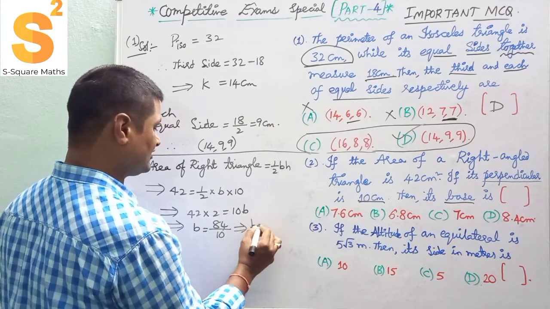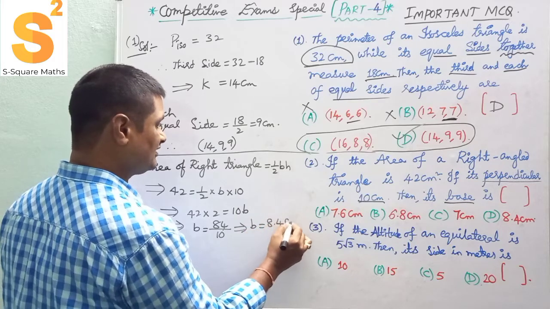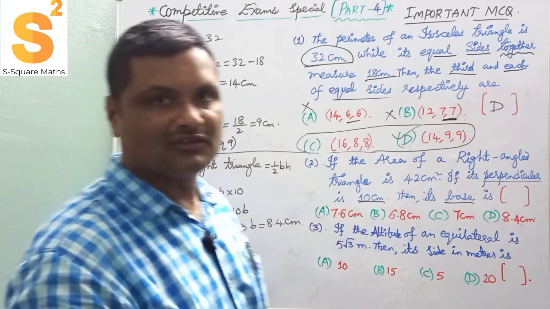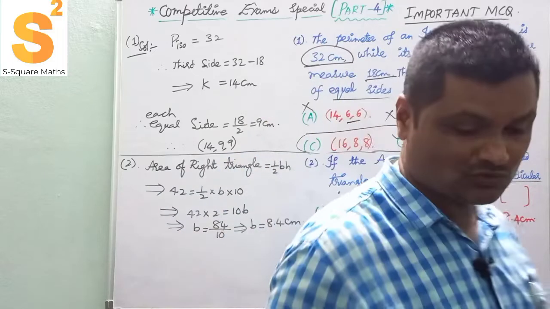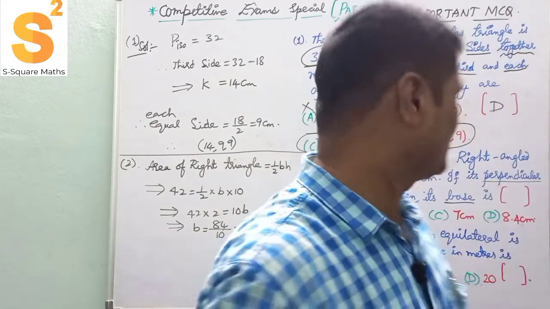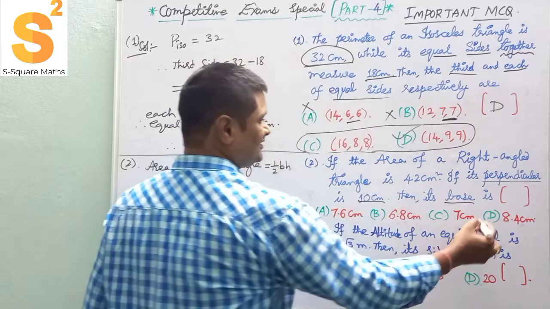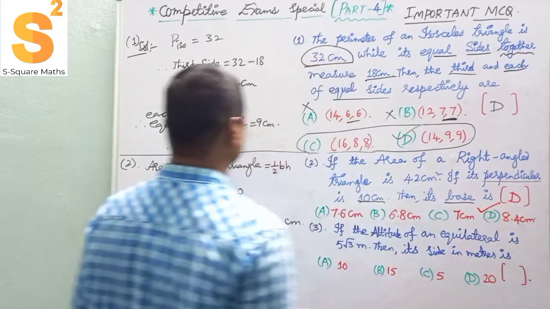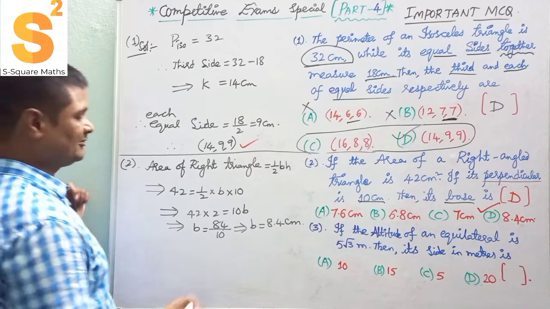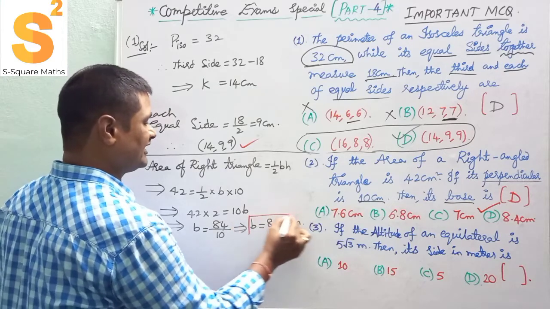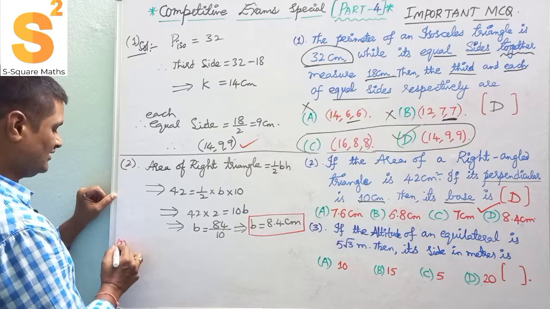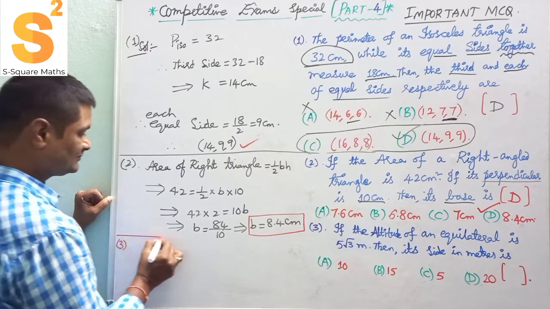So nothing but base is equal to 8.4 centimeters. And if you observe carefully, which option is going to suit here? Again nothing but our D option, and this is our 14 comma 9 comma 9. So here the base is nothing but 8.4 centimeters. Let us go for the third one now.